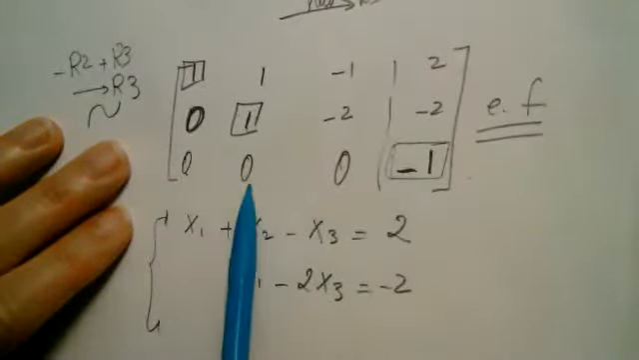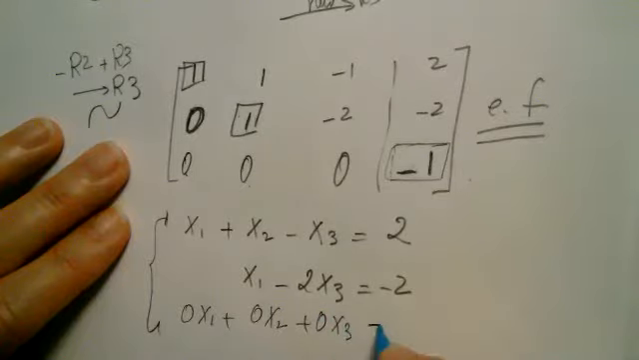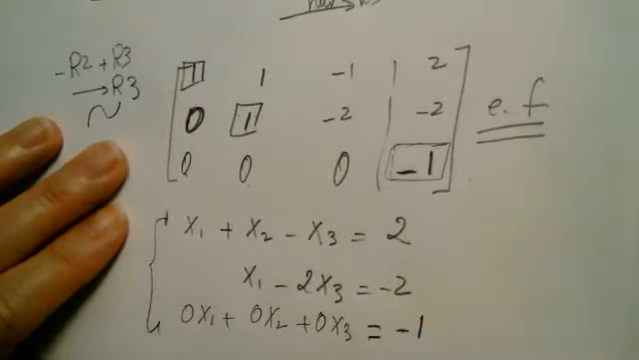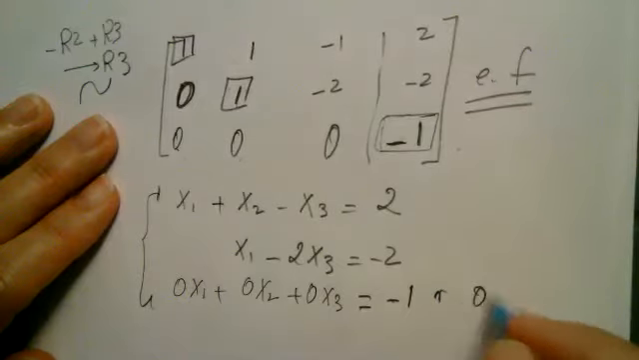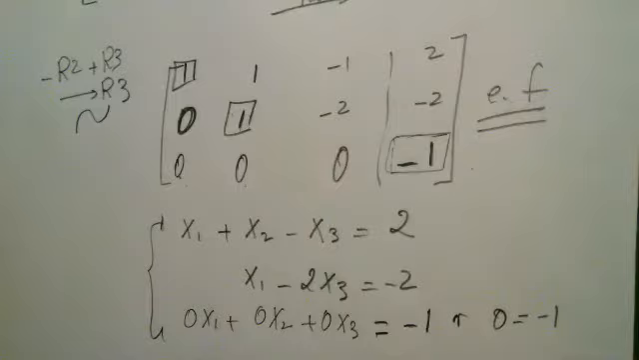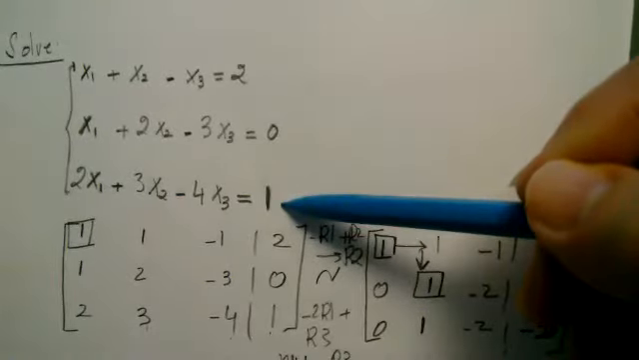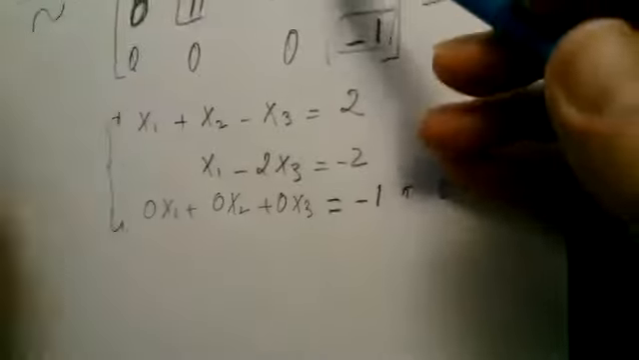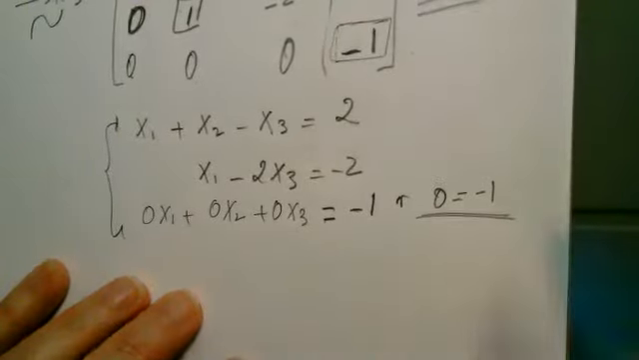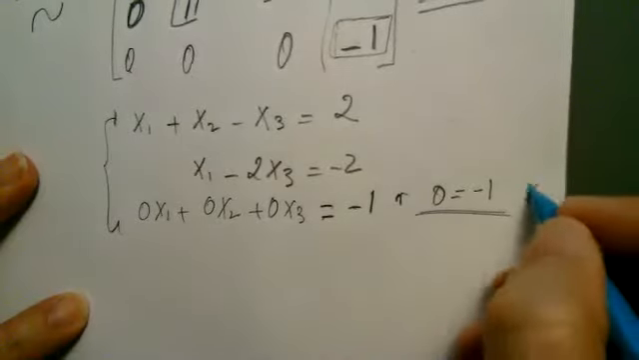0x1 plus 0x2, so I write exactly what it reads, plus 0x2 plus 0x3, that's exactly what it reads, equal to minus 1. Or 0 equal to minus 1. What does this mean as far as the system is concerned? So I try to find all the numbers that satisfy this equation and this equation and this equation. So if I try to find them, I realize this is going to lead me to a nonsensical statement. So I have 0 equal minus 1, which really doesn't make sense.